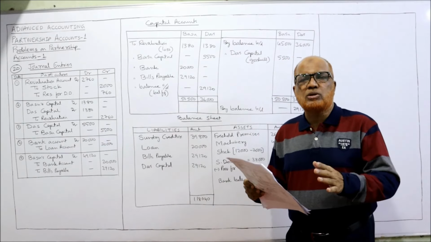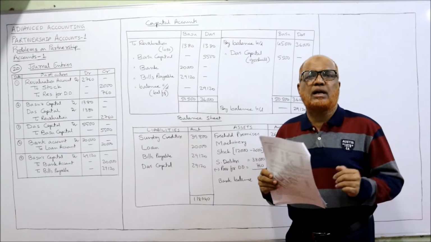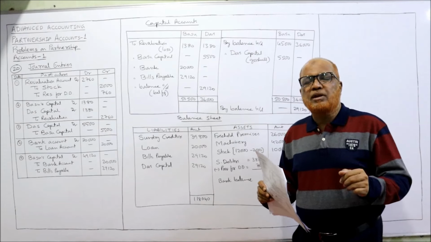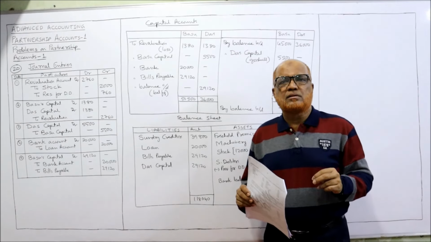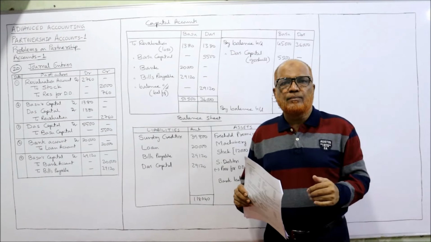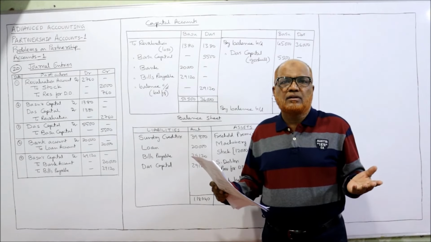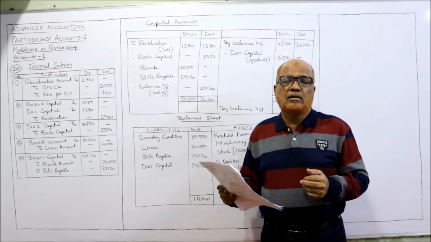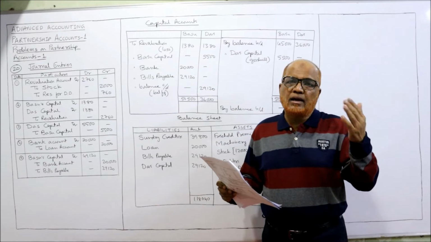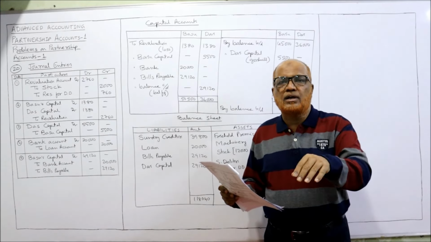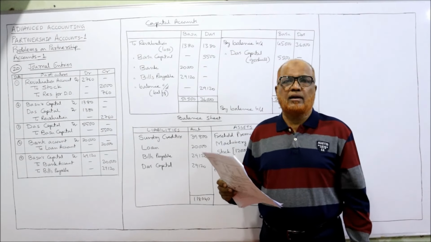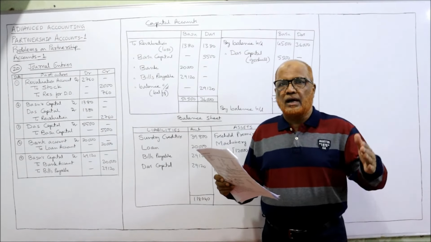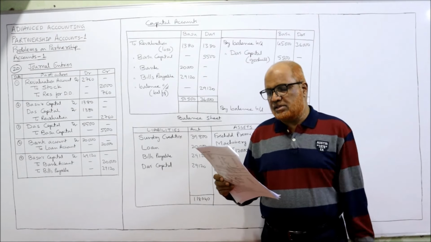That means the partnership is being converted into sole trader. Because partnership requires at least two persons. If one person leaves, then only one person will be left. So it cannot be a partnership, it will become a sole trader. So in simple words, earlier it was a partnership, in future it is going to become a sole trader. So Basu is going to retire and Das will continue the business.